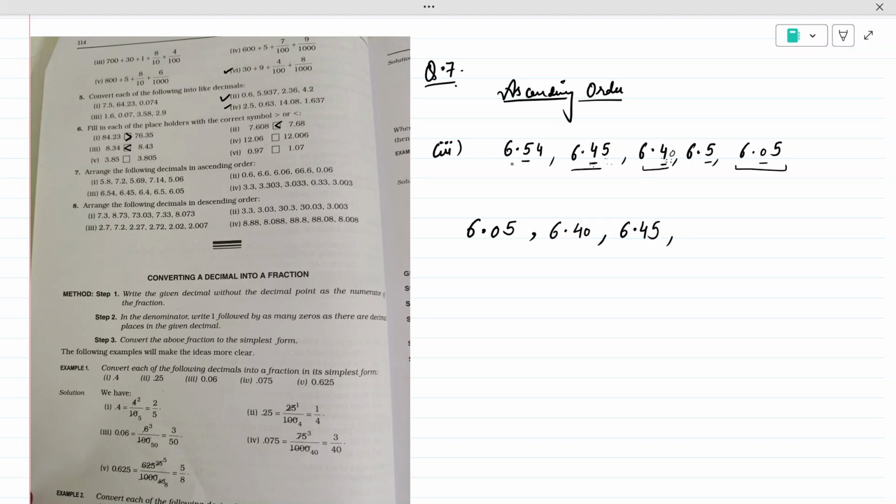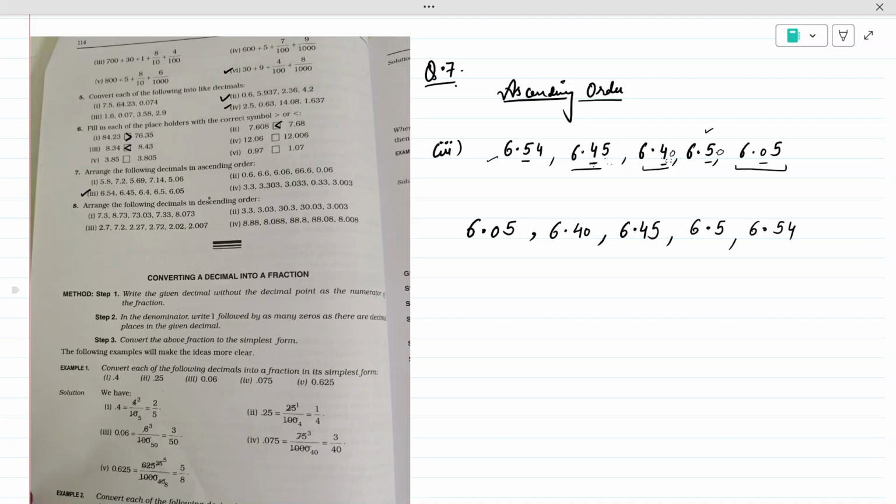What are the remaining numbers? 6.54 and 6.5. Here 6.5 is the same. We are going to compare the number at the 100th place. Here we have 4 and here we have nothing, which means again we have 0 here. Compare 4 with 0. 0 is smaller. So we will write down 6.5 here. And then the last one, 6.54, is the biggest number. Okay, so I hope you have understood how we have compared them.